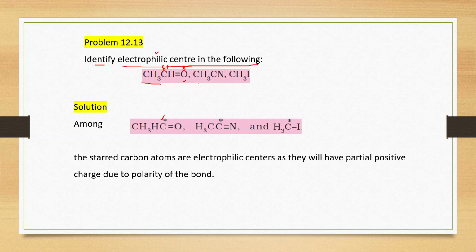Now in this case this is CH3CN. Now in this case this nitrogen is more electronegative, so this carbon is the electrophilic center. Now in CH3I, I is more electronegative, so this carbon bears the partial positive charge, so this is the electrophilic center. The starred carbon atoms are electrophilic centers as they will have partial positive charge due to the polarity of the bond.